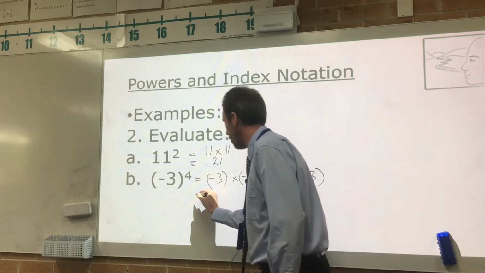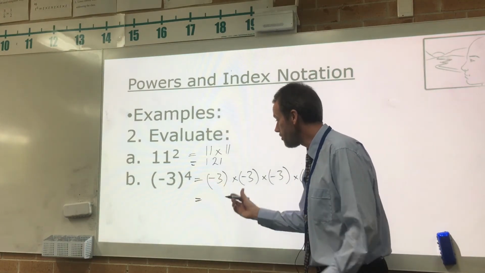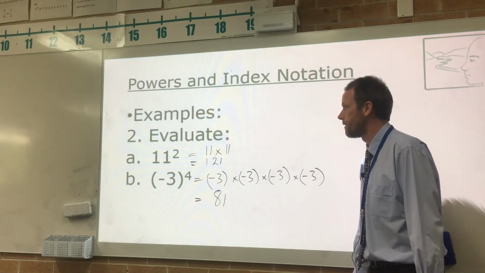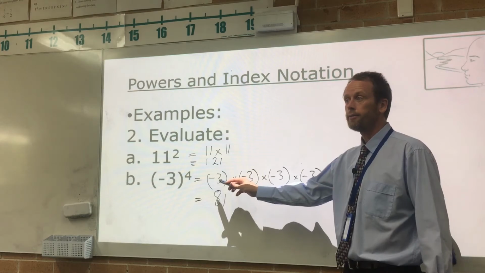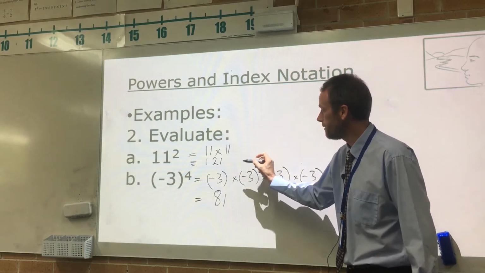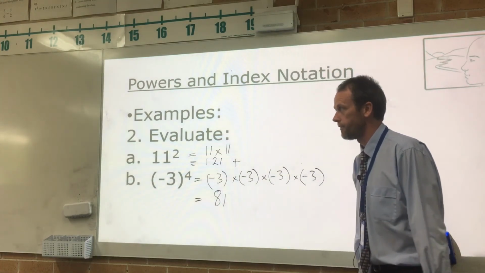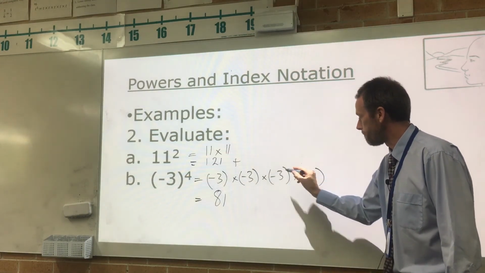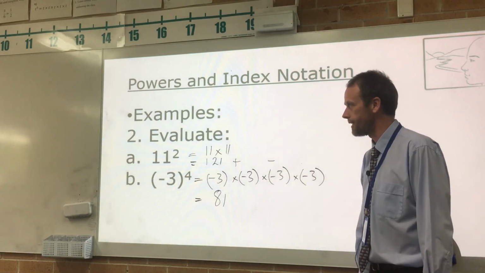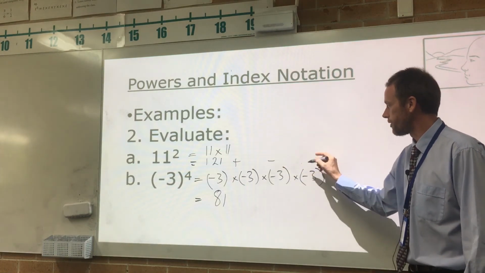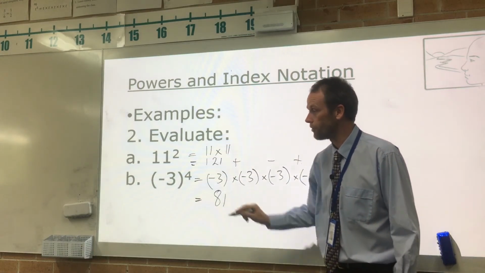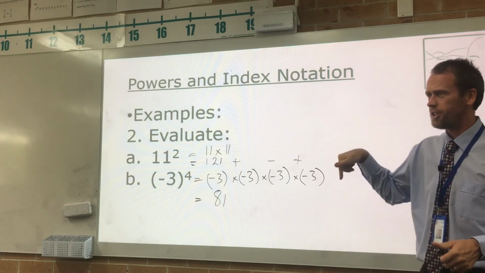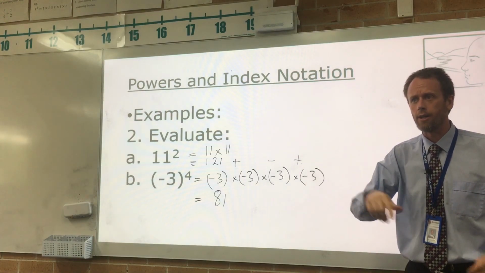However, we've got lots of negatives, haven't we? So we know the final answer is going to be 81, but is it going to be positive or negative? What you now have, a negative times a negative gives us a positive. But then I've got a positive times a negative, so that would give a negative, but then I've got negative times a negative, which gives me a positive. So the actual answer is positive 81. All right? You need to get this down, and then we're going to do some classwork.